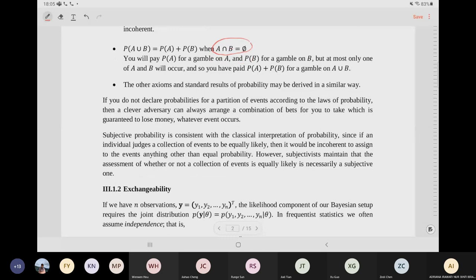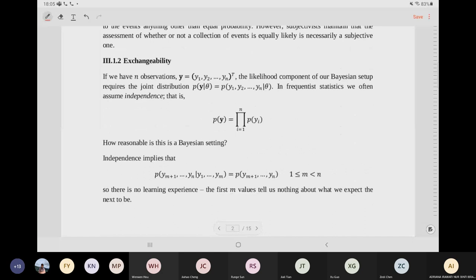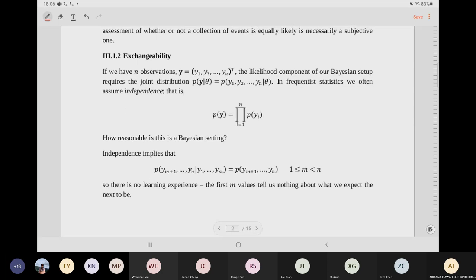So now we're going to look at a definition which is very important in Bayesian, which is similar to what I said last week, right, exchangeability. It is similar to IID, which is independent and identically distributed, but the idea is the independence, right? So if we have data Y1 to YN, we have to find the joint distribution, p(Y given theta), right? So in frequentist statistics, we assume that the data is independent, right? So Yi is independent of Yj and so on.